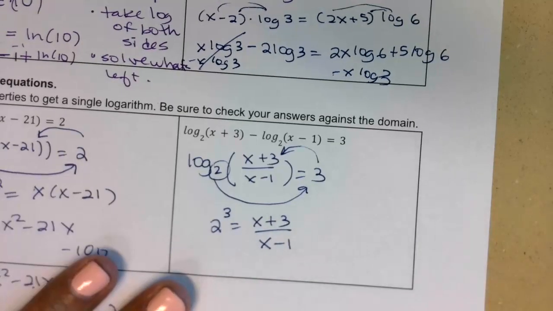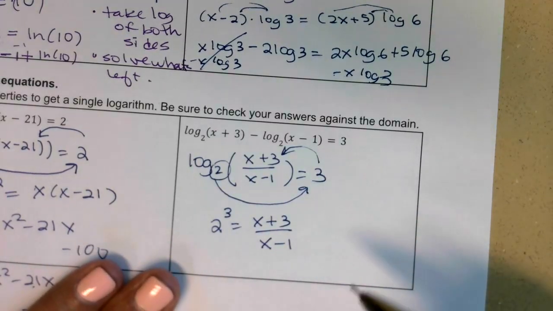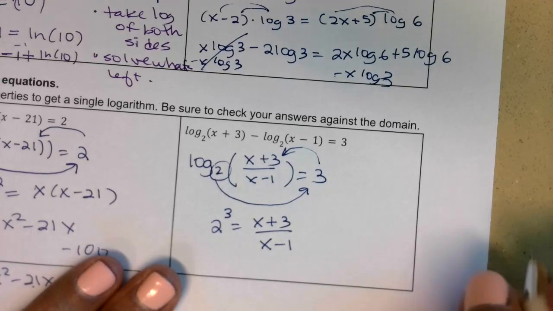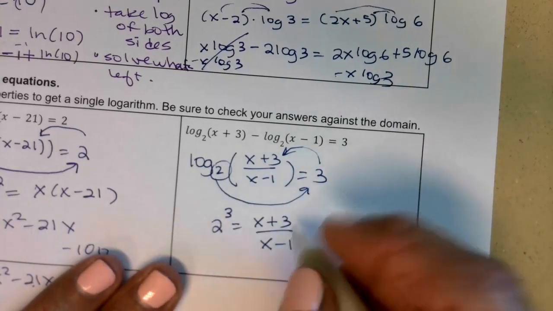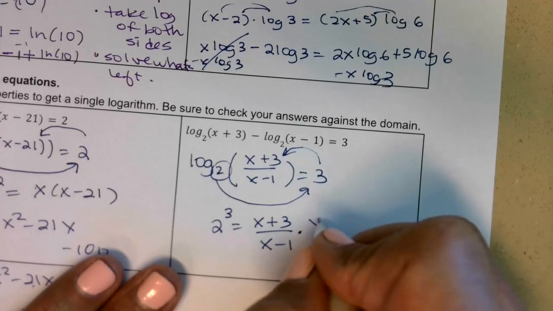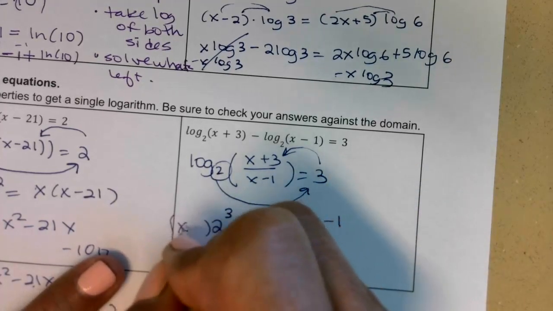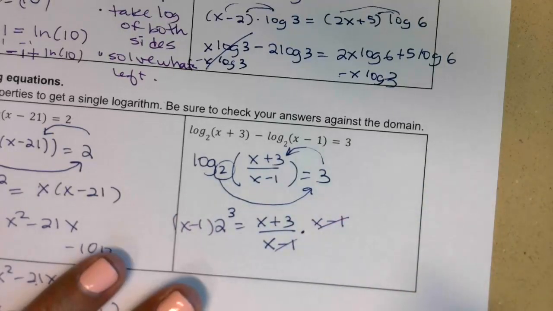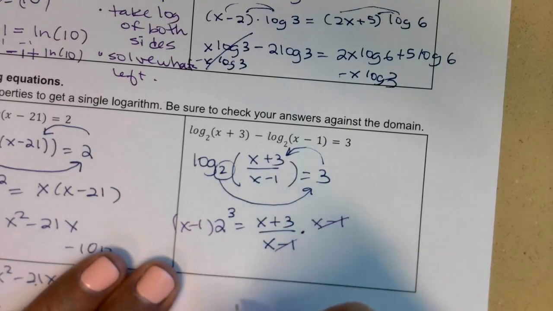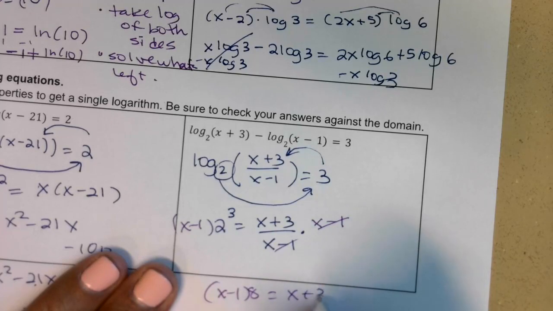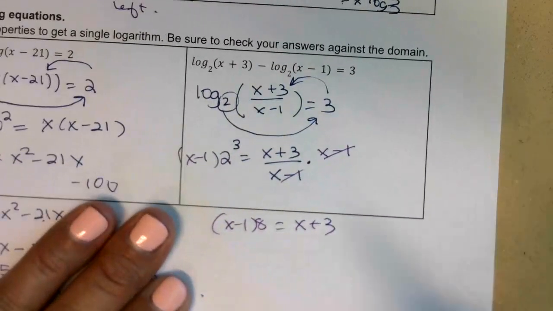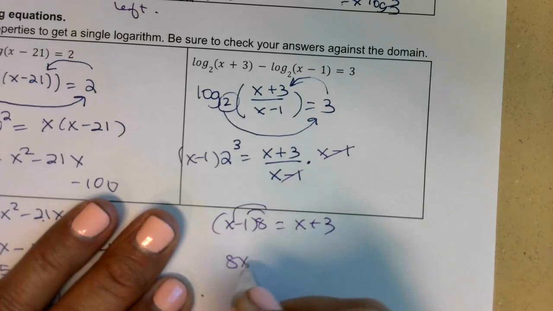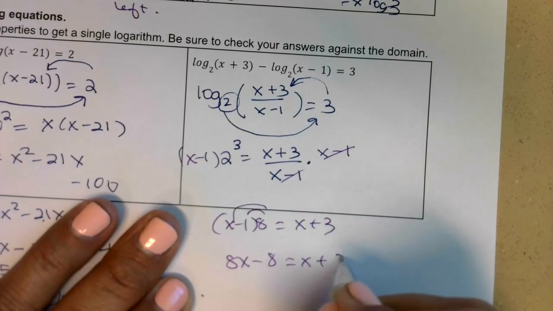So maybe you can be thinking different things at this point in your algebraic career. You have different tools depending on who you learned from. Maybe you see cross multiply, maybe you see multiply by the LCD. Either way, I'm going to get that x minus 1 out of the denominator. So if we multiply both sides by x minus 1, we'll take this 2 cubed and turn that into an 8, equaling x plus 3.